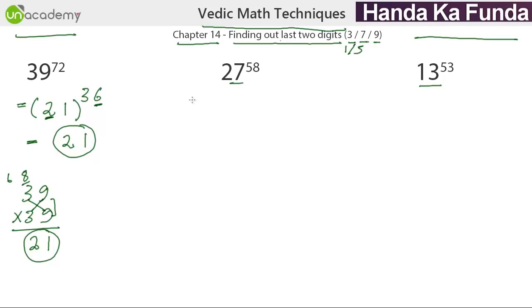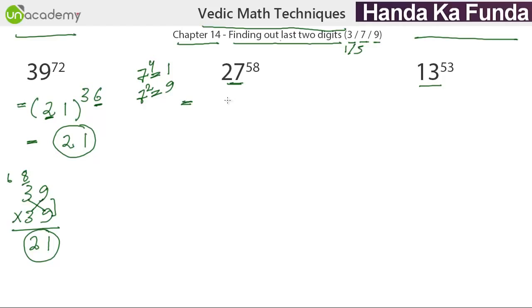27 to the power of 58. Once again, what we need to do is reduce this to some format where it ends in 1. That would be difficult. Let me just first reduce this to something which ends in 9. Why am I doing that? Because I know that 7 to the power 4 ends in 1. So let me take it to 7 square, which ends in 9 first.